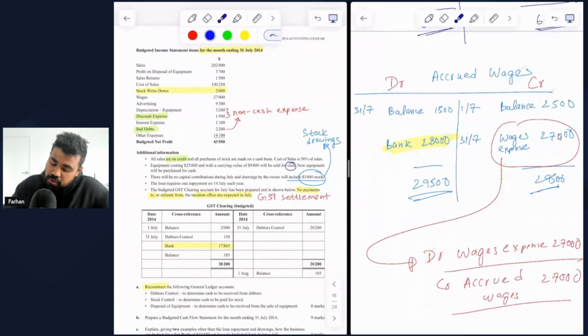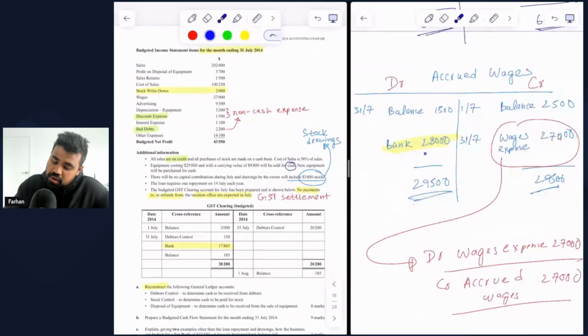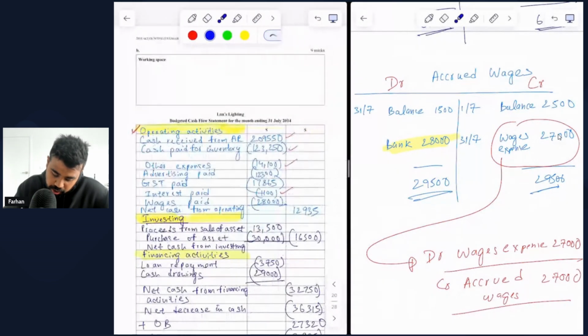So this amount for bank on the debit side refers to the wages we have paid. And obviously, if you want to calculate this, we use the same strategy as before. Find the total of everything on the heavier side, which is the credit side. That is 29,500, which must be the total of everything on the debit side. And once you subtract the closing balance of 1,500, you get $28,000, which refers to the wages that we have paid for in cash. This is an operating activity, which is included here.